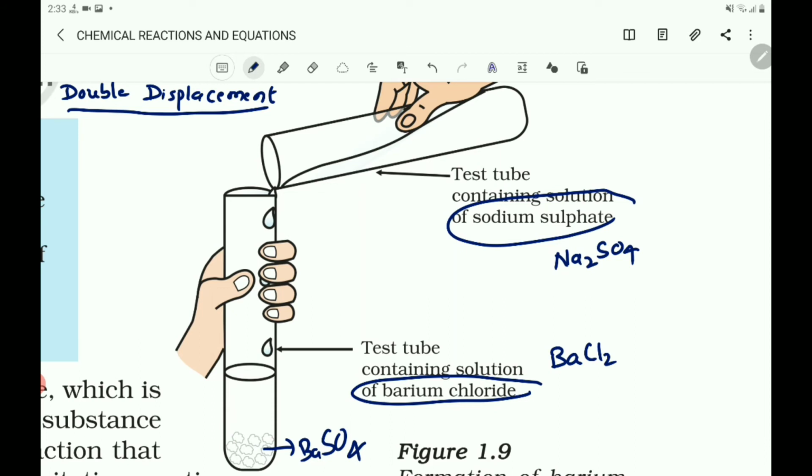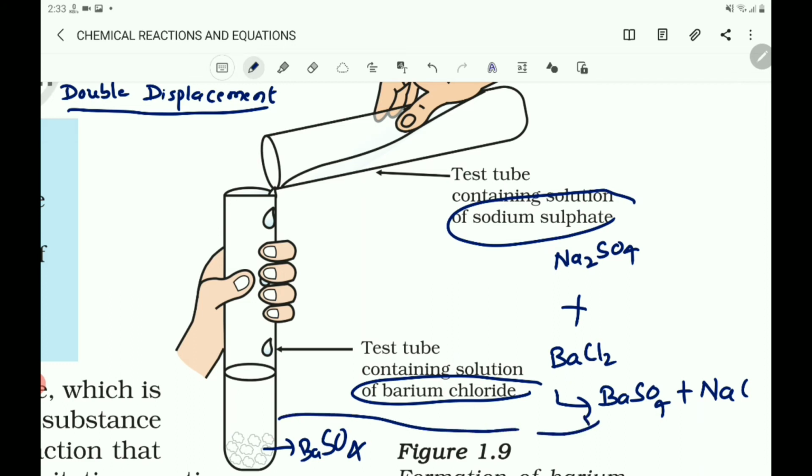Sodium sulfate is added to BaCl2, barium chloride. When these two react, you will get two substances, barium sulfate plus NaCl. And you know that this is the precipitate, PPT. You can write here, that is the solid in the form of precipitate. And this is an aqueous solution. Both are initially aqueous solutions.